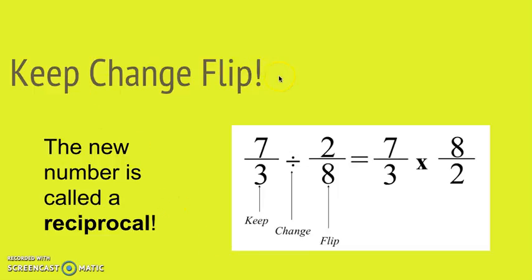Keep, change, flip. Okay, so this is a cool little trick when you divide fractions. It makes your life a whole lot easier. So we're going to keep the first fraction. We're going to change the division sign into a multiplication sign, and then we're going to flip our second fraction. So we have 2/8, we're going to flip it and make it 8/2. And this new number that we just made, this is called the reciprocal of this fraction, and then we're going to multiply across.